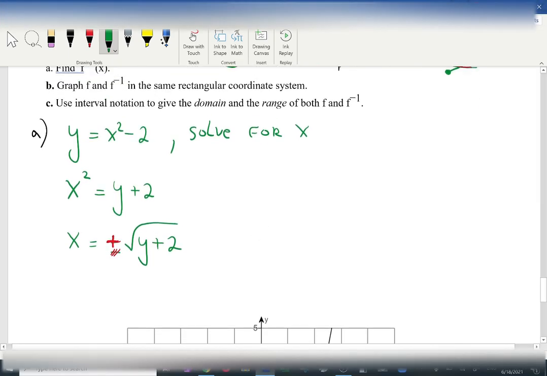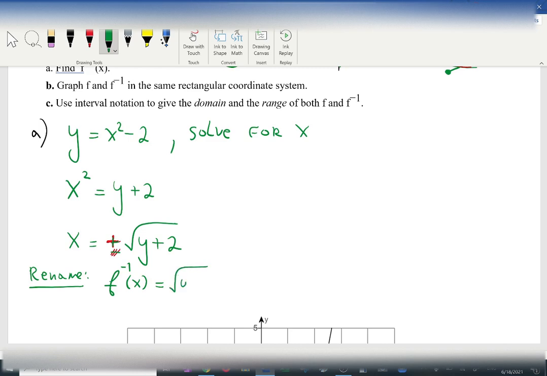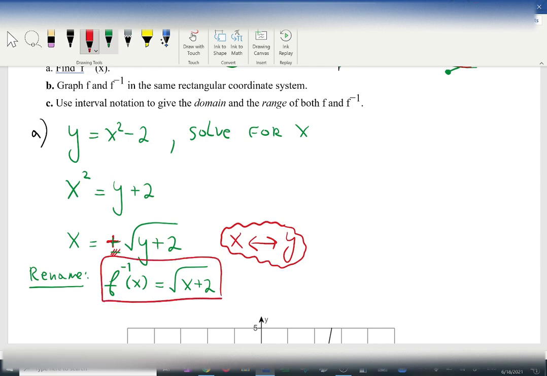Let's rename it. The name of the inverse will be f minus 1 of x equals the square root of x plus 2, not y anymore. What we're doing here, we're renaming x and y, input and output, because that's exactly the idea of the inverse functions. We are looking for the input instead of the output. So these two functions are inverse to each other.